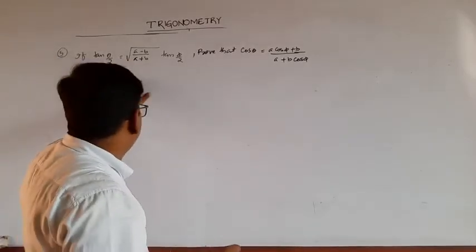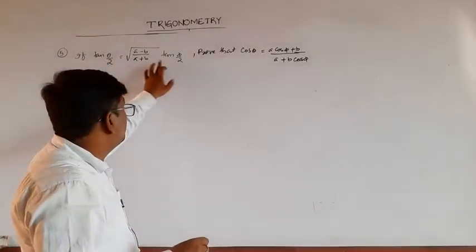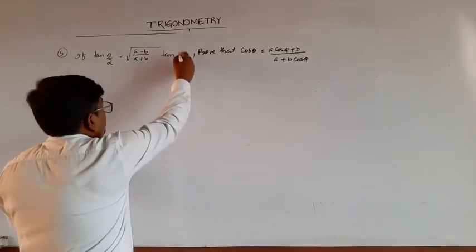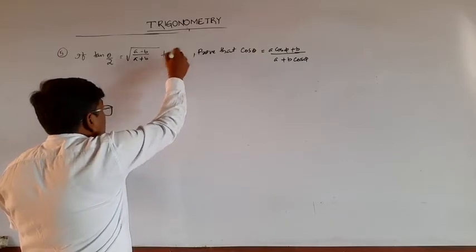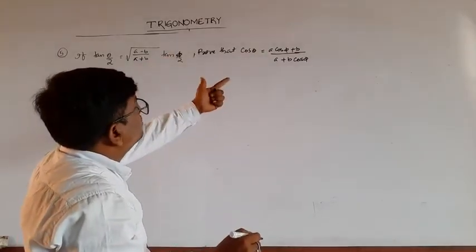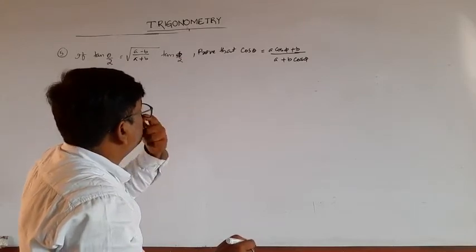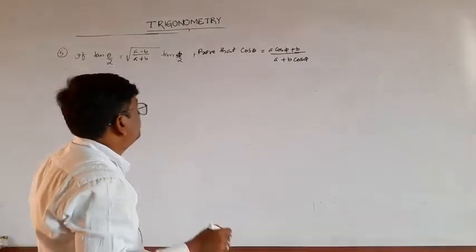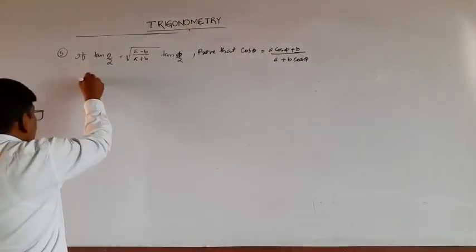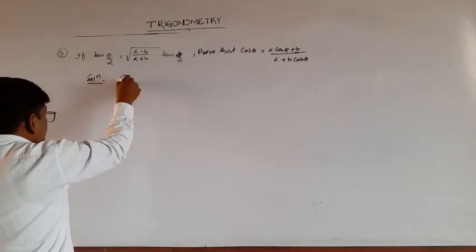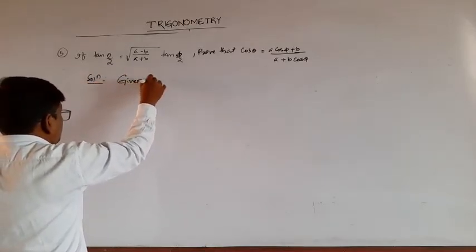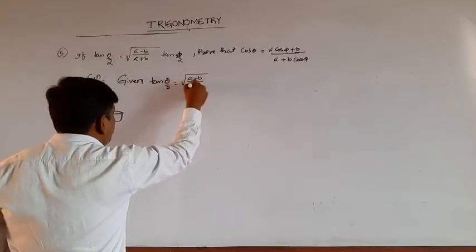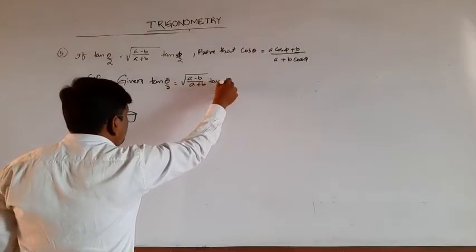If tan θ/2 is equal to the square root of (A minus B) divided by (A plus B) times tan φ/2, then prove that cos θ equals (A cos φ plus B) divided by (A plus B cos φ). This is the question. So the solution: given tan θ/2 equals square root of (A minus B) by (A plus B) into tan φ/2.